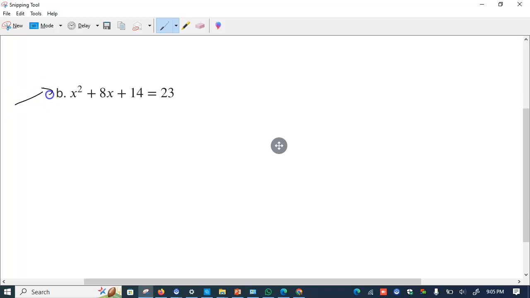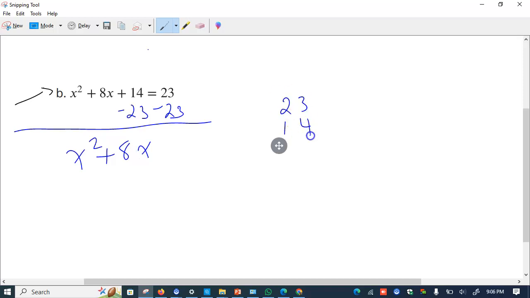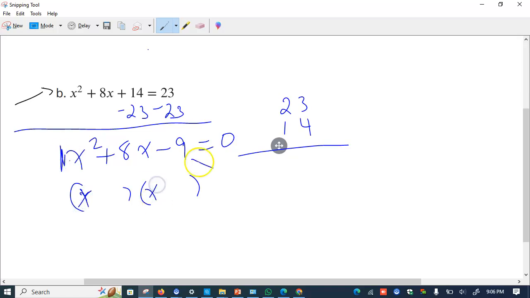Or you could also do it this way. See, the same problem, you could subtract 23 from both sides, and you end up getting x squared plus 8x minus 9 equals 0, because from 14 you take away 23, you get minus 9. Now this is an easy one because we can directly factorize it. Because there's a 1, you can put x and x. And you split this 9, of course there's a minus 9.